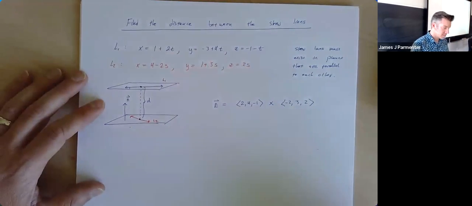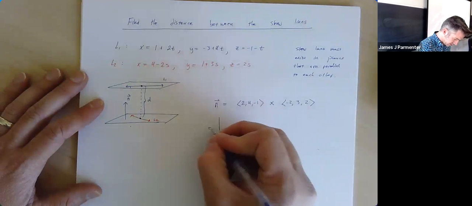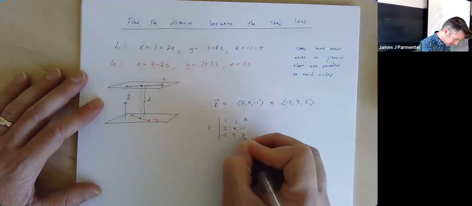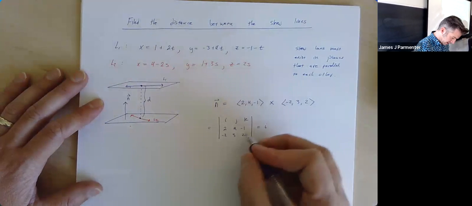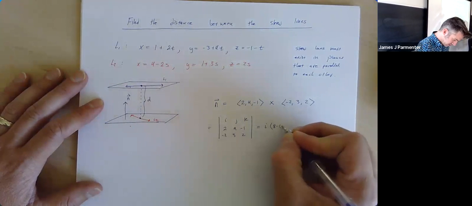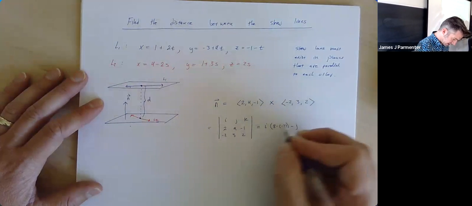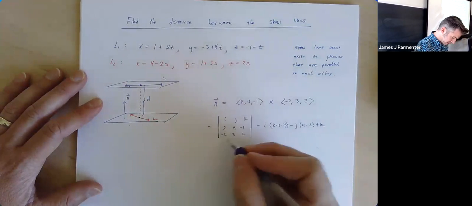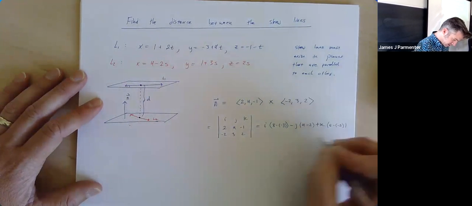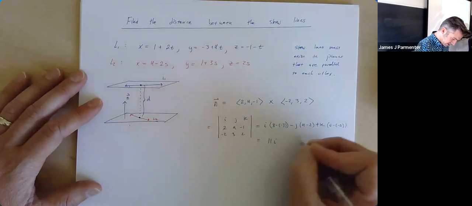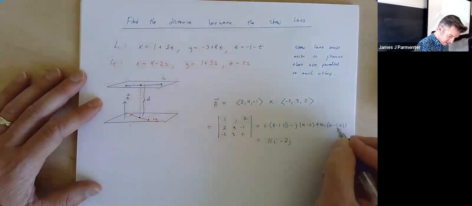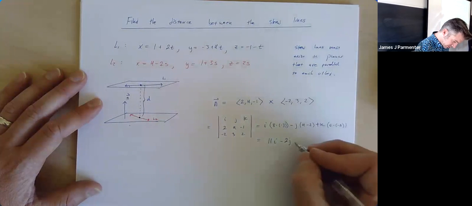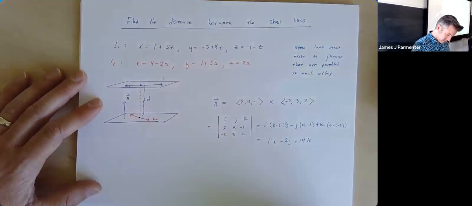Kind of cool. So then we do the usual cross product thing. i, j, k, 2, 4, -1, -2, 3, 2. We get i times 8 minus 3. We get minus j times 4 minus 2. We get plus k times 6 minus 8. So we end up with 11i minus 2j, and then 6 minus 8. That's a 6, yeah, minus 8 is a plus 14k. Cool.